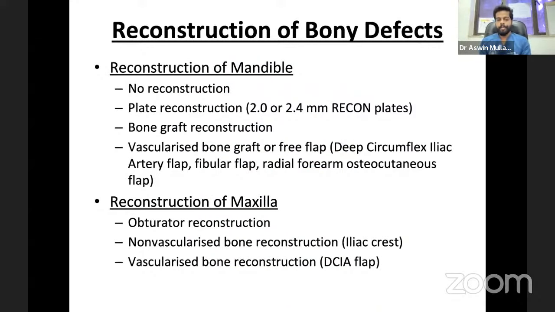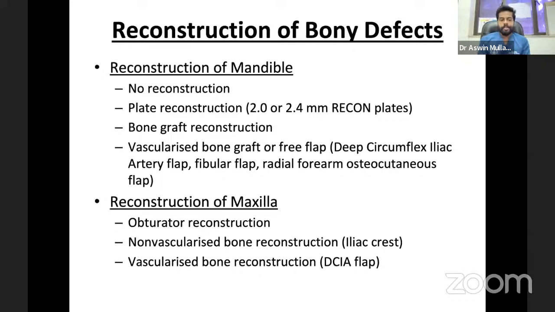So reconstruction of bony defects, reconstruction of mandible. In case of elderly patients where we have to finish the surgery, because of the anesthesia complication, we should not prolong the surgery. In that case, sometimes more than 70. In case of segmental resection of mandible, sometimes we will just go on with a simple reconstruction plate, or sometimes a bone graft reconstruction. But the problem with bone graft is if the patient requires adjuvant, again, osteoradionecrosis will happen and secondary infection will happen. In that case, we have to remove the entire thing.